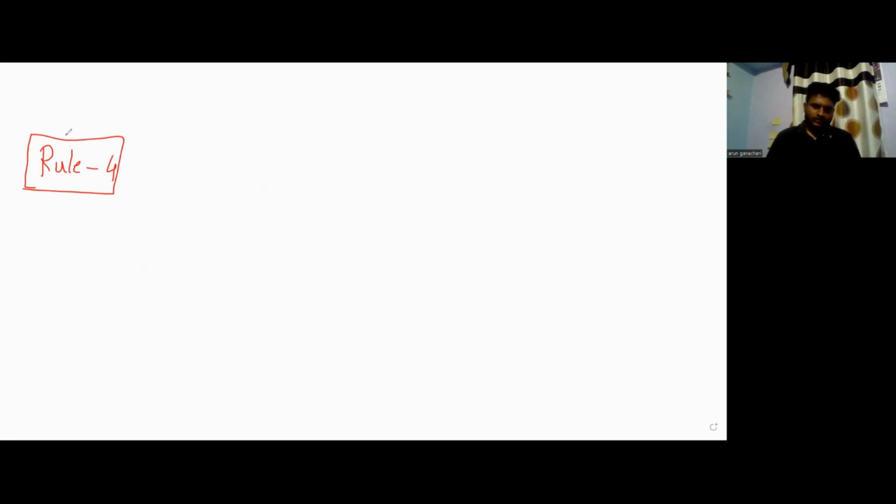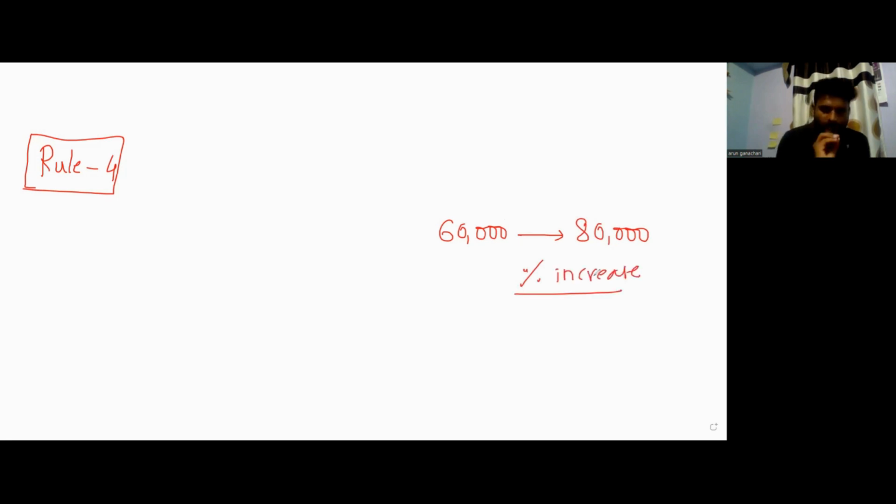What are we doing with rule number 4? Let us say you become an officer of the Indian Armed Forces, Indian Civil Services, or whatever you are trying for. If your salary was 60,000, I'm just giving an example, all the officer level grades start from 60,000. If your salary was 60,000 and it increased to 80,000, what was the percentage increase in the salary? Getting this? This rule number 4 actually tells us how to calculate this percentage increase or percentage decrease.